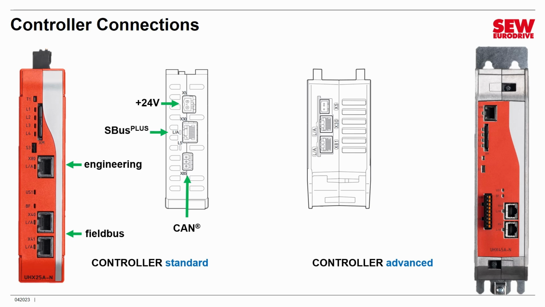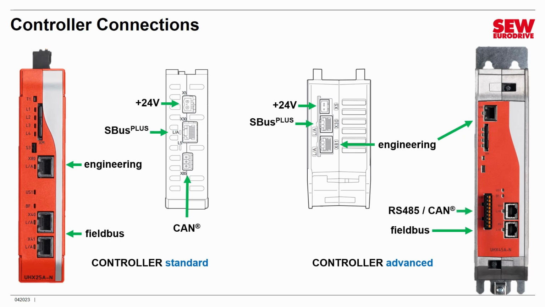Controller Advanced is similar. It's the next step up the chain of controllers. It has two engineering ports. They do the same thing. You can connect to either one of them. It's just two different positions, one on top and one on the front. There is a pair of field bus connections right there. 24-volt connection for power. There's the S-Bus Plus or EtherCAT connection. Again, it's the beginning of the chain of devices. And there is an RS-485 and a CAN interface. I do not believe we currently have any applications that use them, but the hardware is there.